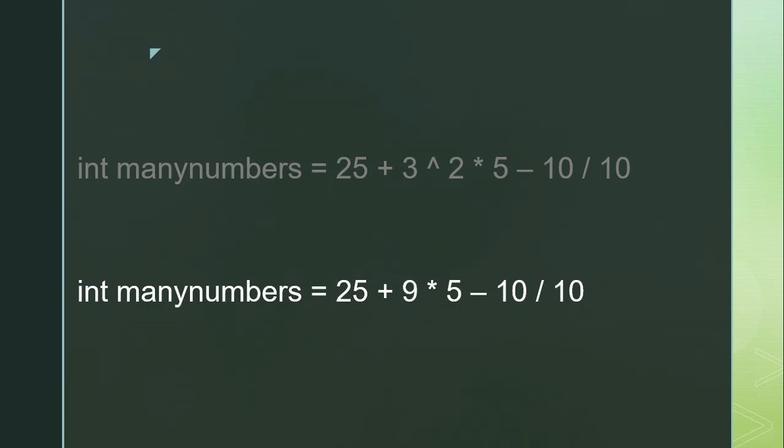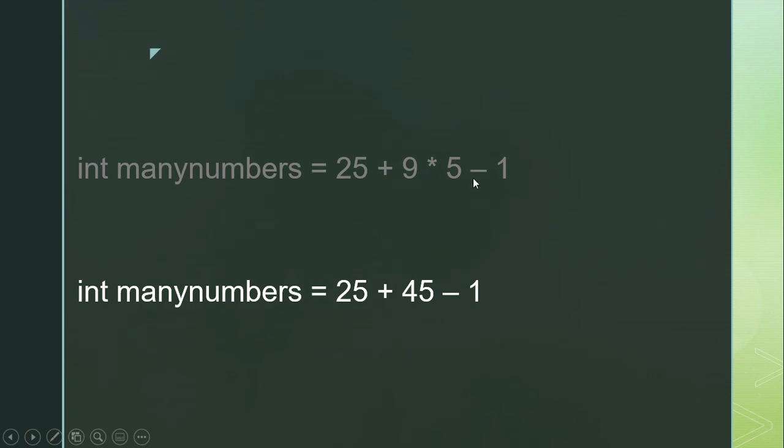Then go the exponents. So as you can see over here, there was exponent 3 to the power of 2. Now it's just a 9, because 3 squared is 9. Then goes the division. So over here it's 10 divided by 10, which is just 1. Then goes the multiplication. So over here 9 times 5 equals 45. Then in the end go the addition and subtraction.